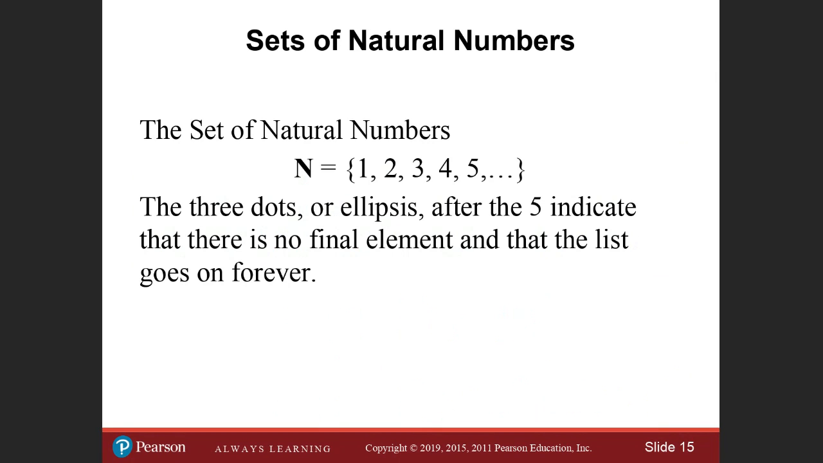Now, we mentioned a while ago about sets of natural numbers. It's like counting numbers. So here's the definition. And note that there would be the term, the three dots. It means that it's continuing. So it's like going to infinity, going to the right.